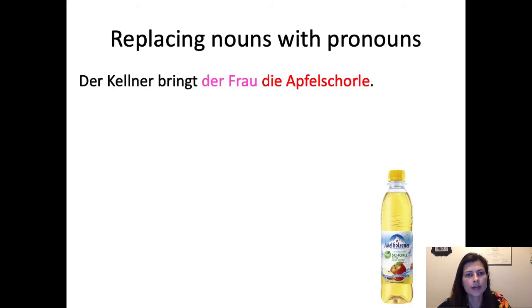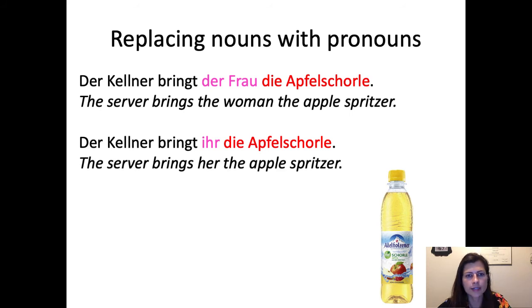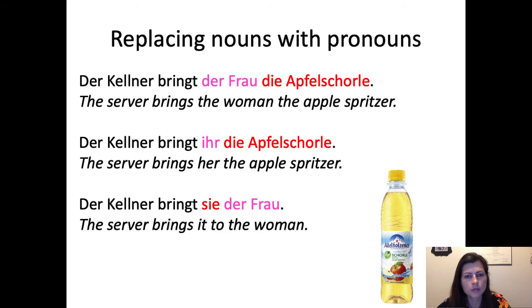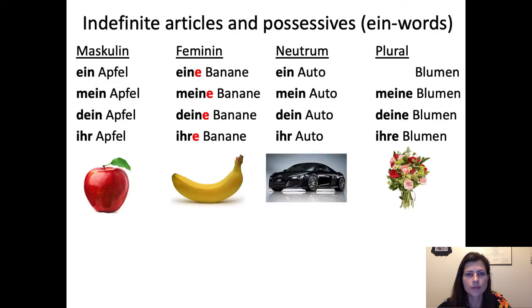Okay, der Kellner bringt der Frau die Apfelschorle. Now both of them are feminine. And so we want to replace maybe the woman, right? Der Kellner bringt ihr die Apfelschorle, brings her, brings it to her, dative feminine pronoun. Or we could replace just the Apfelschorle, brings it to the woman. Der Kellner bringt sie der Frau. And then, of course, we could replace both. We could say, der Kellner bringt sie ihr, brings it to her.